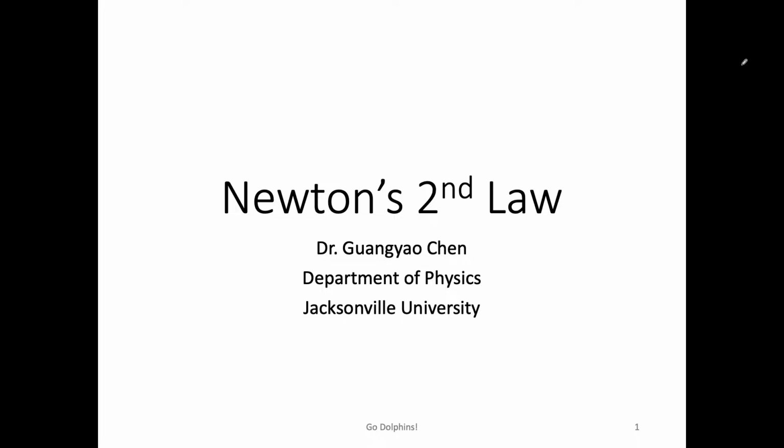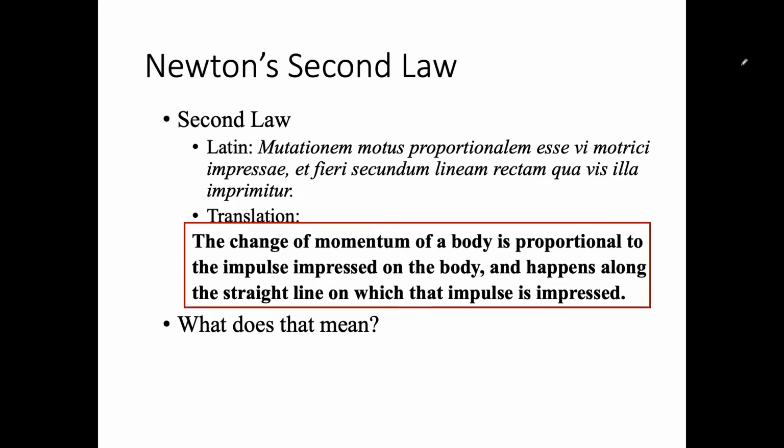So we are discussing Newton's second law in this video and we will do a few examples. So let's see what is Newton's second law. Newton defined his second law in the principle like this: the change of momentum of a body is proportional to the impulse impressed on the body and happens along the straight line on which that impulse is impressed.